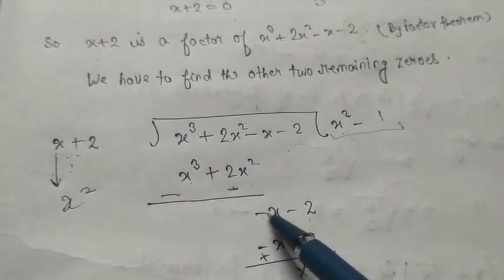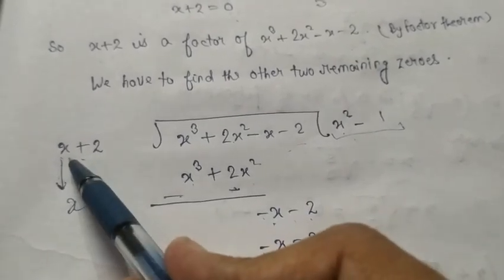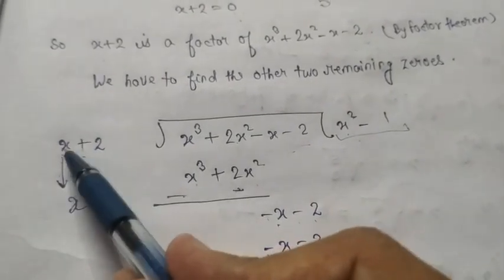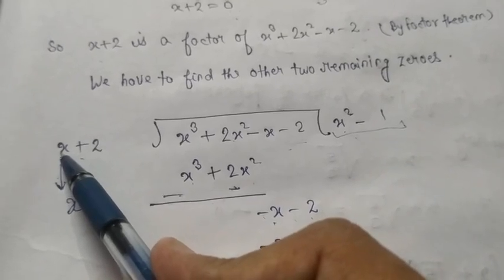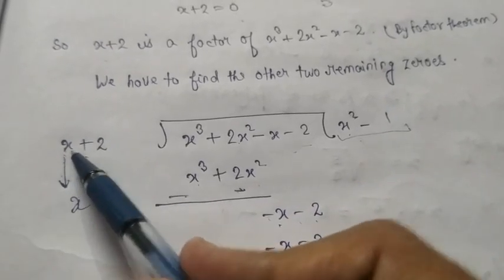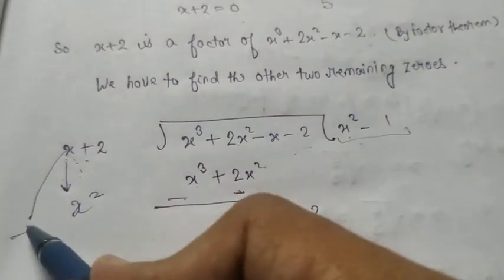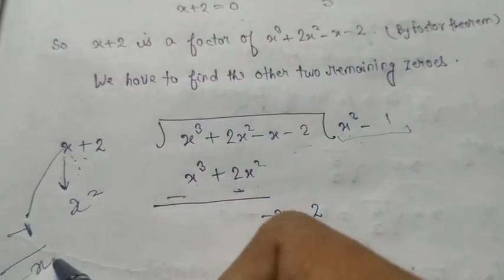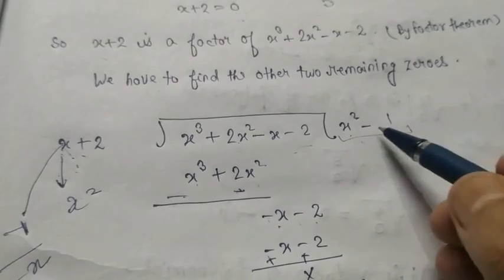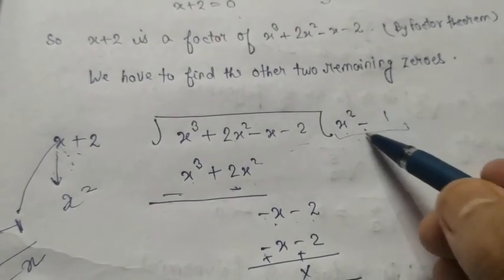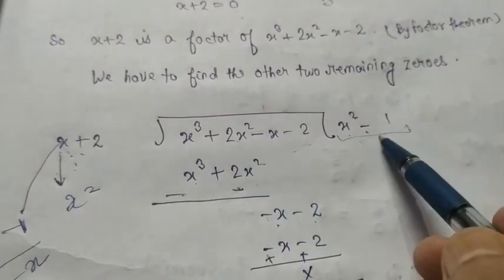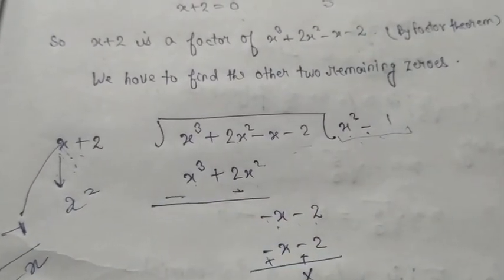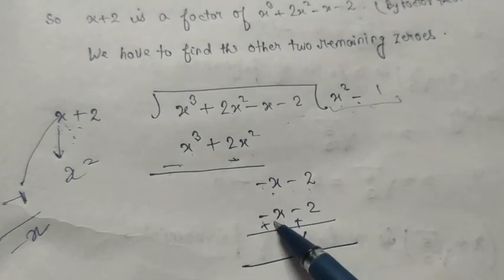So see, here is minus x, here is x, so I want minus x. So in x, what should be multiplied to get minus x? So I think minus 1. In x, minus 1 will be multiplied, so that we will get minus x. So minus 1 I have written here, and this minus 1 will completely multiply to this expression. So when you multiply it, you will get minus x minus 2.